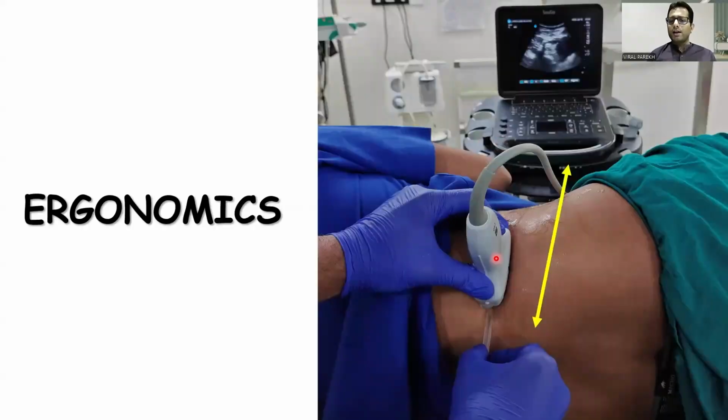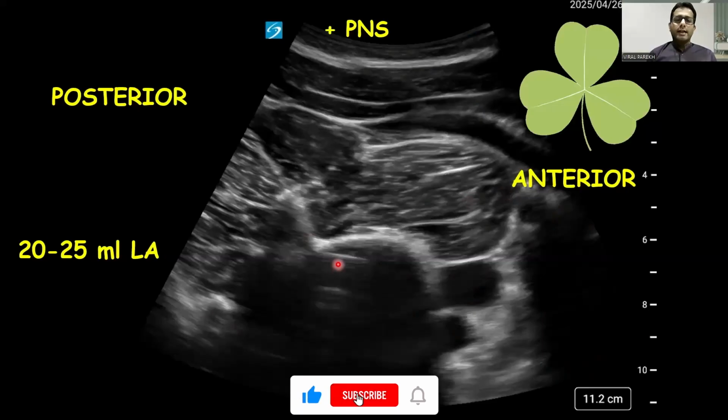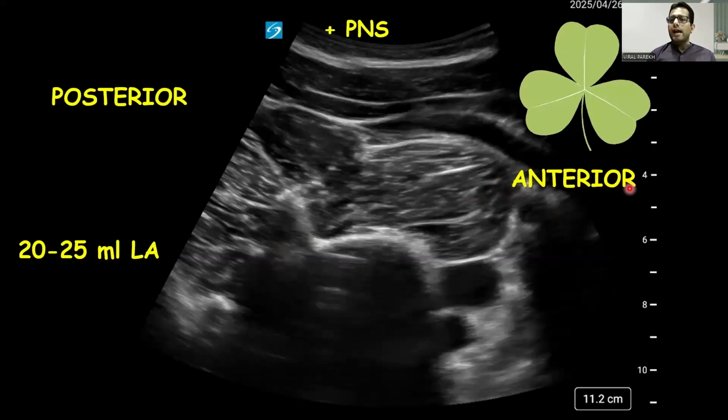As we keep our ultrasound probe, this is the iliac crest. That side on the cranial side is the subcostal margin. If the ultrasound probe is kept just cranial to the iliac crest, it will usually be at the level of the L3 or L4 vertebral body. As we can see in this picture, this is the posterior edge, this is the anterior end, and this is the classical picture which has been described, the Shamrock sign or the trifoliate leaf structure.